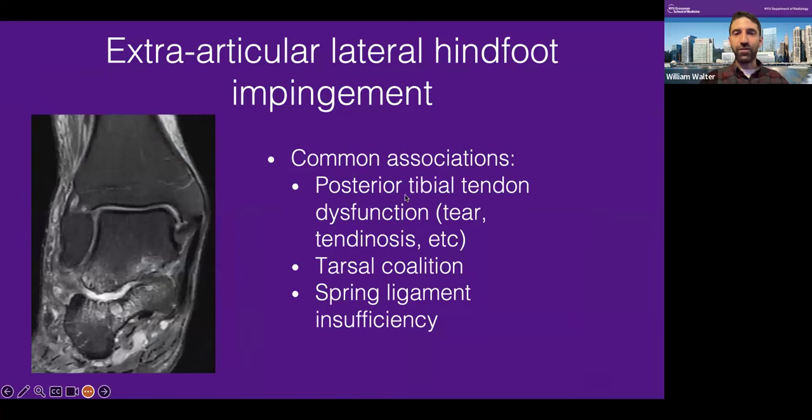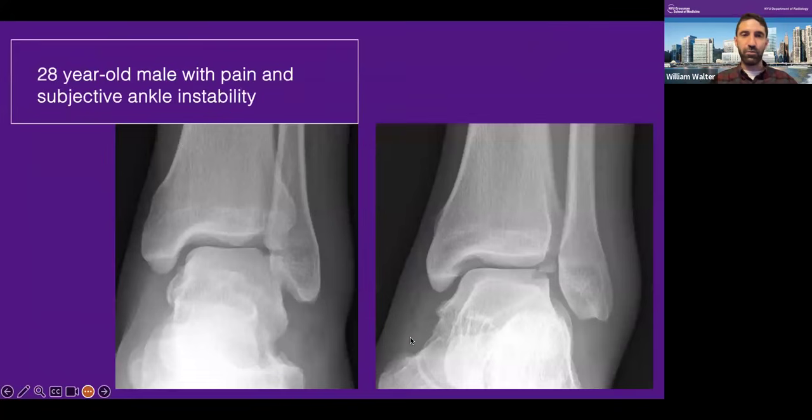So common associations, you probably know this better than me, with flat foot, posterior tibial tendon dysfunction. Tarsal coalitions can also be a cause, so abnormal fusions between the tarsal bones, bony bars, that kind of thing. And then spring ligament insufficiency is also a known important cause.